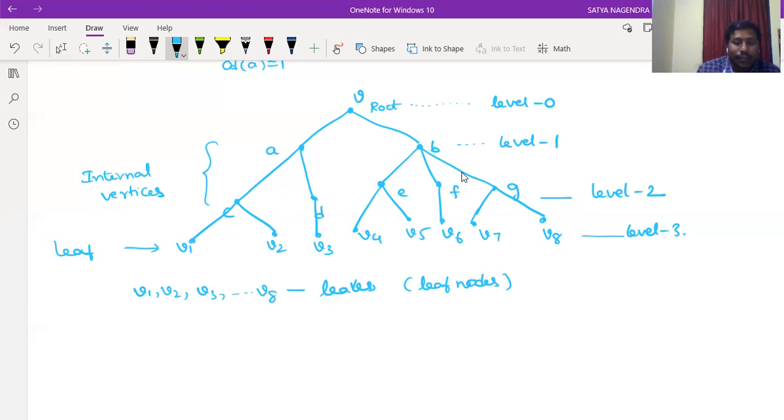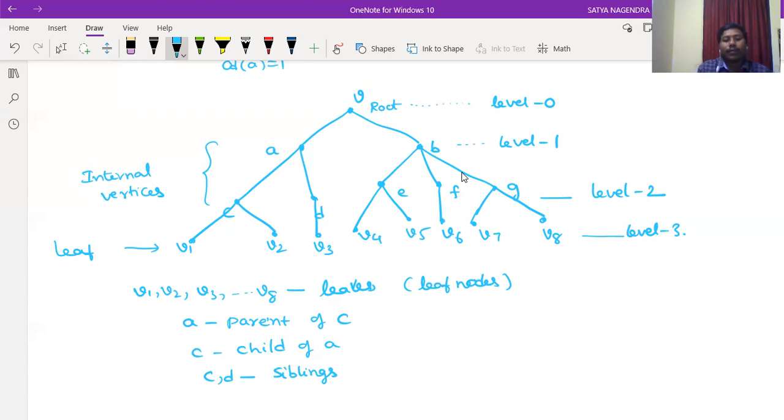Next, some other terminology. Observe A and C. Here we call A the parent node of the vertex C, and C is called the child of A. D is also a child of A. E, F, G are the children of B. C and D are children of the same parent A, so we call them siblings. C and D are siblings.